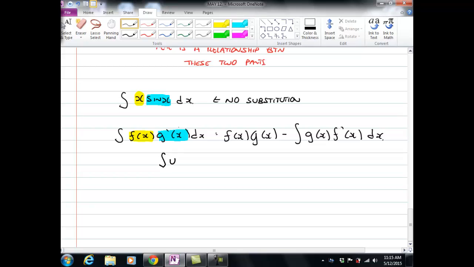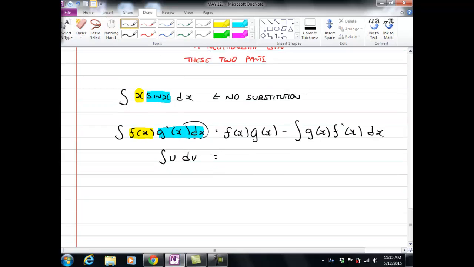We'll call this blue stuff right here, this whole entire thing. I'm going to highlight this whole entire thing right here. Why don't we call that a brand new letter? We'll call that v. So we'll call that dv. The reason I call that dv is because it has a dx in it. So in this case, I have two new letters, a u and a v. So the formula really now becomes uv minus the integral of v du. There is your integration by parts.